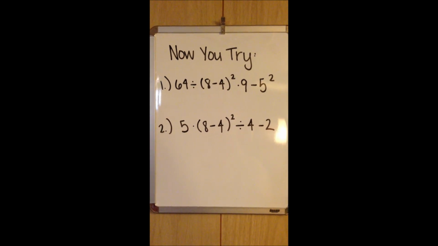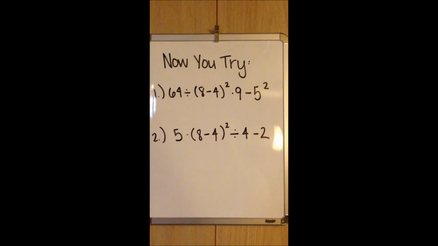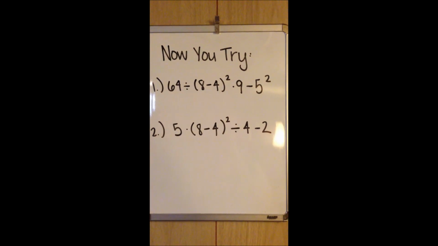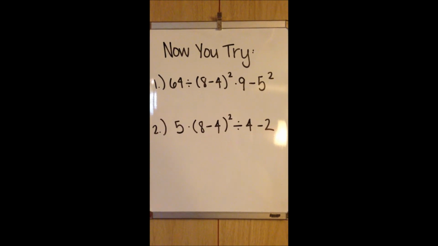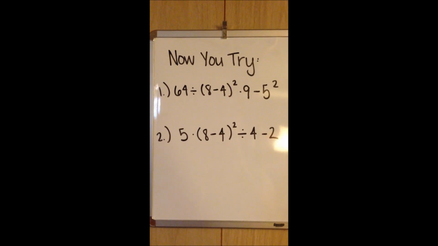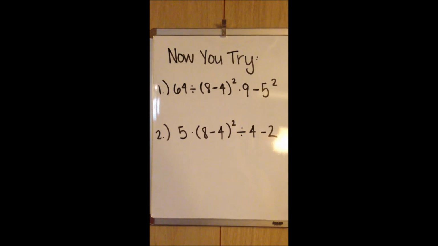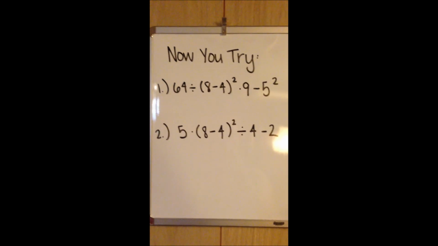Number 1: 64 divided by the quantity 8 minus 4 squared, times 9 minus 5 squared. Be careful, take it step by step, and remember the order of operations. Number 2: 5 times the quantity 8 minus 4 squared, divided by 4 minus 2. Just take a few minutes and then you can see the answers.